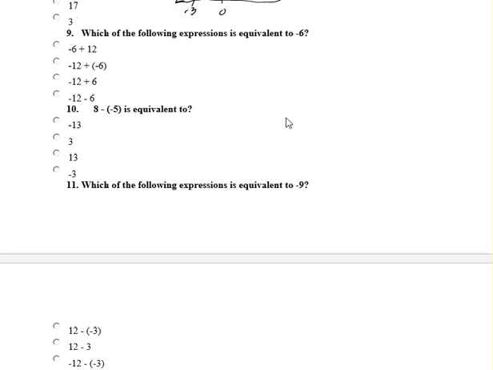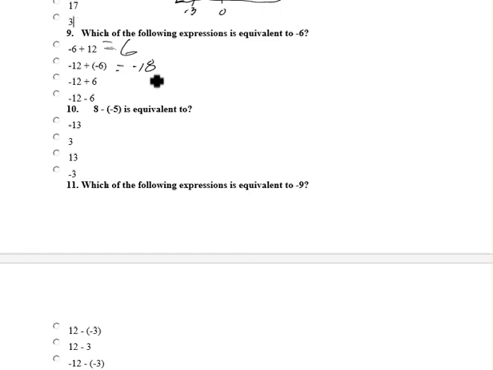Which of the following expressions is equivalent to negative 6? Negative 6 plus 12. So we've got 12 positive, 6 negative. So 12 take away 6, that's going to be positive 6. Negative 12, negative 6, two negatives, just combine them and keep the sign the same. This has 12 negatives, this has 6 negatives. If I combine those, I have 18 negatives.